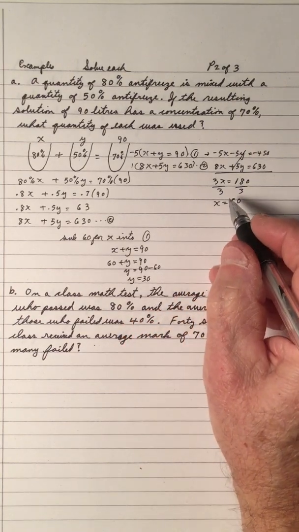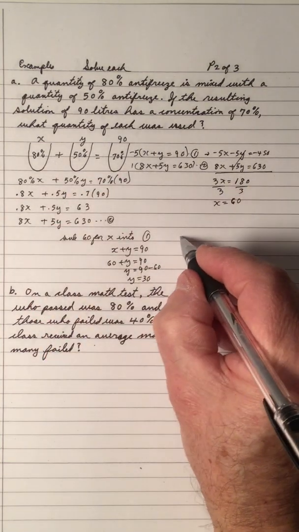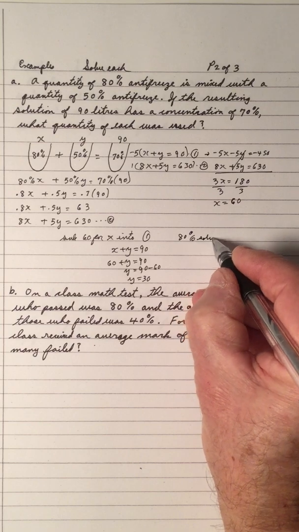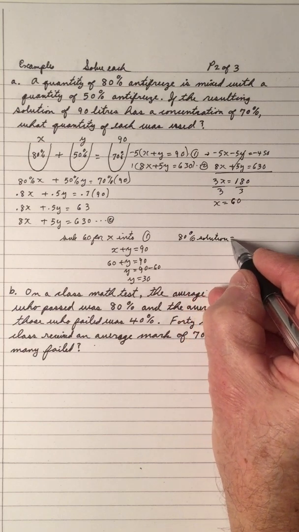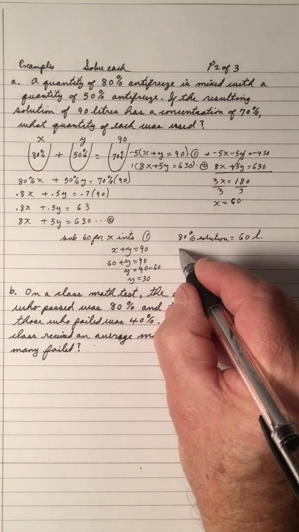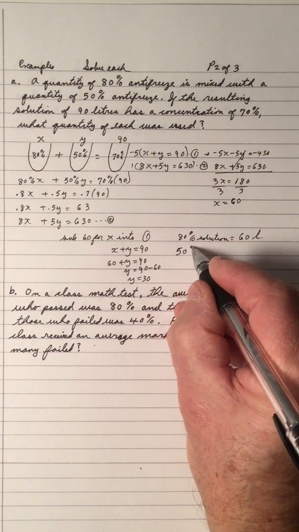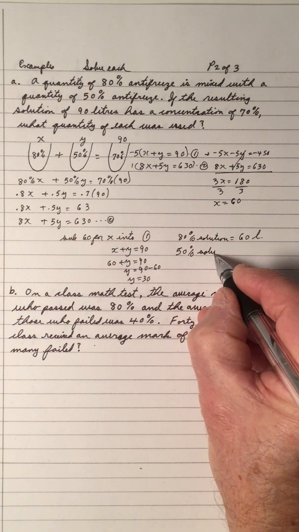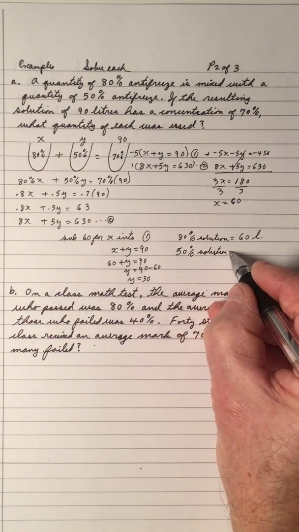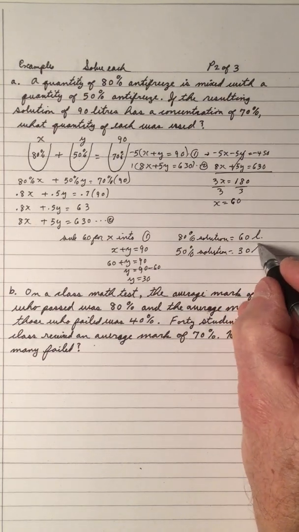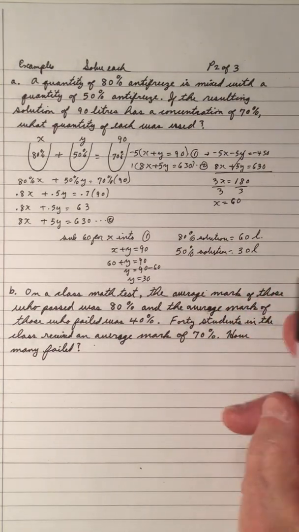So x is the 80% solution, so of the 80% solution you have 60 liters, and of the 50% solution, which is your y, you have 30 liters. Again, check it out.